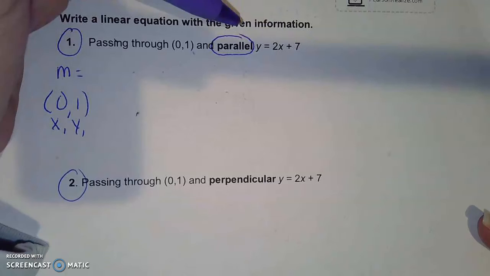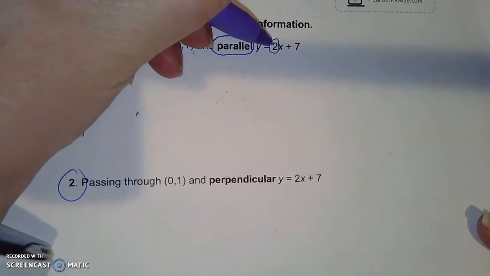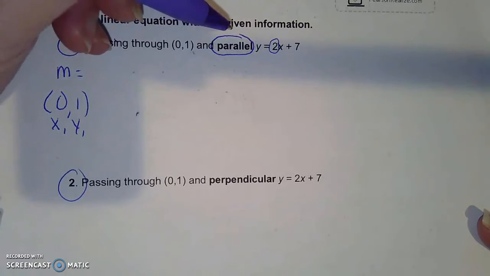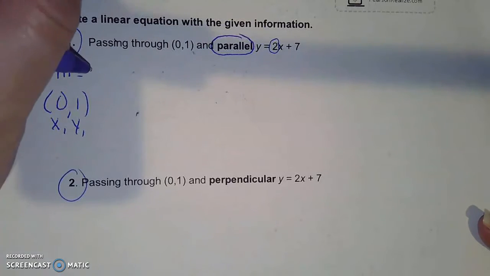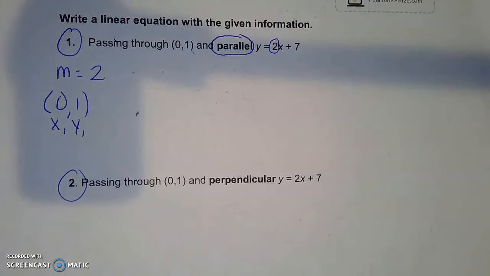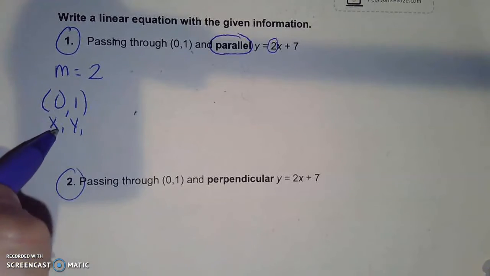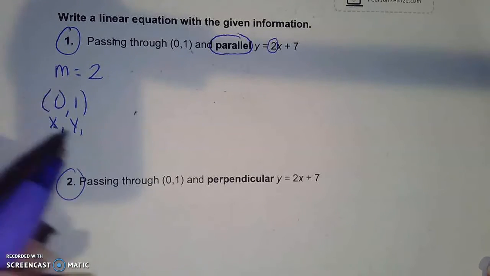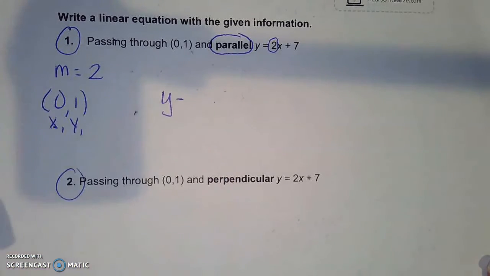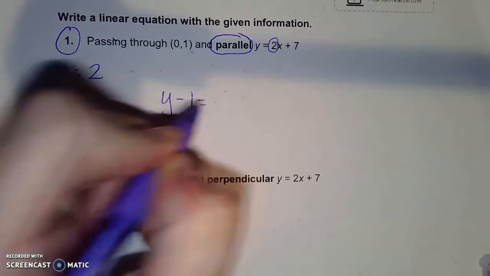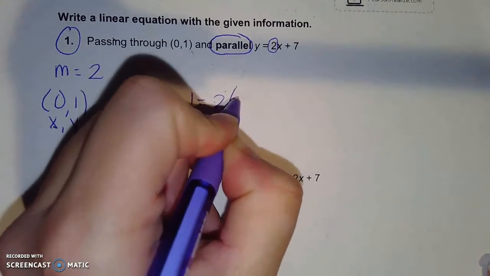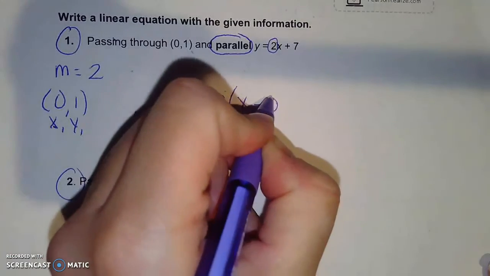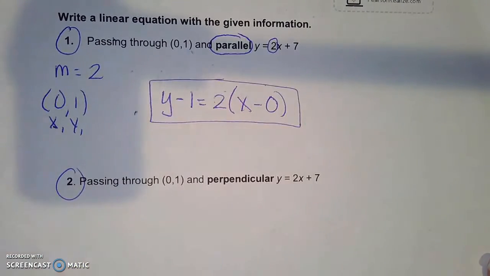If our line is parallel to this line, parallel lines have equal slopes. This line has a slope of 2, so my new line, because they're parallel, will still have the same exact slope. So now there's my point, there's my slope. To write it in point slope form, I do y minus y1 equals m, parentheses, x minus x1. And just leave it like that. No need to move things around.